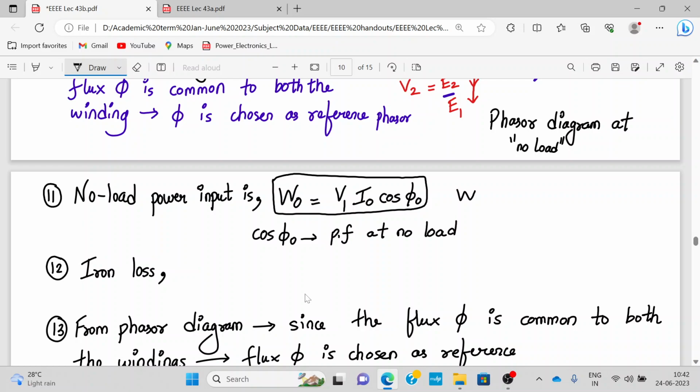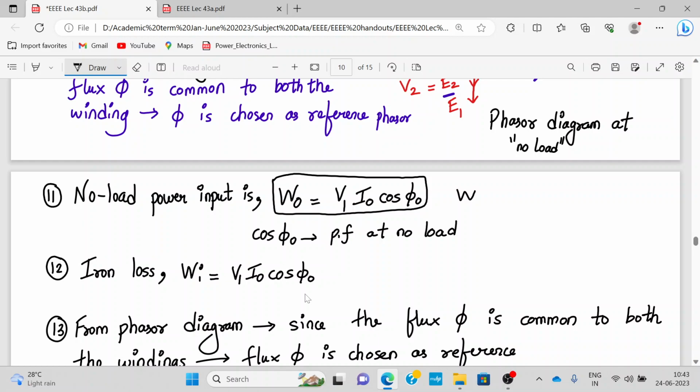Now what will be the iron loss? The iron loss will be given by Wi. It will be V1 I0 cos of phi 0. It will be similar to W0. Why? Because under no load, the primary input is almost equal to the iron loss in the transformer.